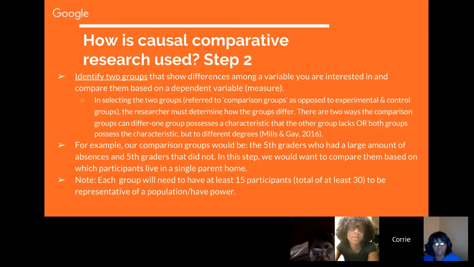For example, our comparison groups would be the fifth graders who had a large amount of absences and the fifth graders that did not. In this step, we would want to compare them based on which participants live in a single-parent home. We also have to note that each group will need to have at least 15 participants, so that we can have a total of 30, and it can be representative of a population and have statistical power.